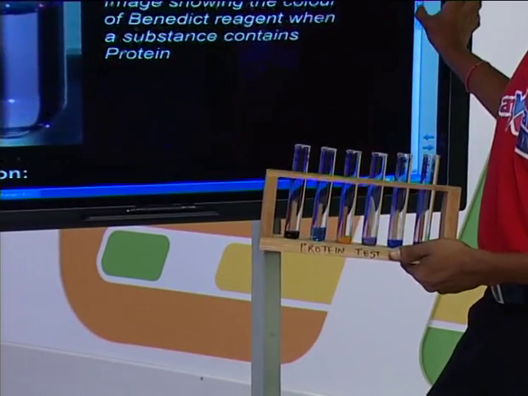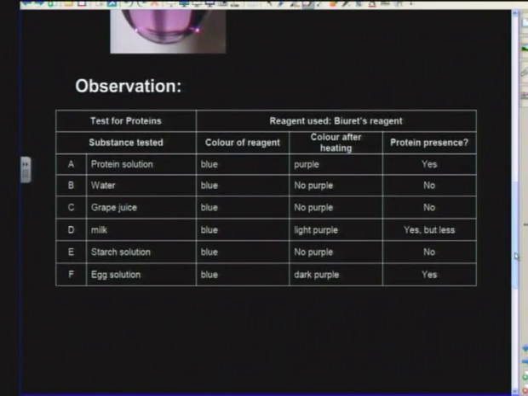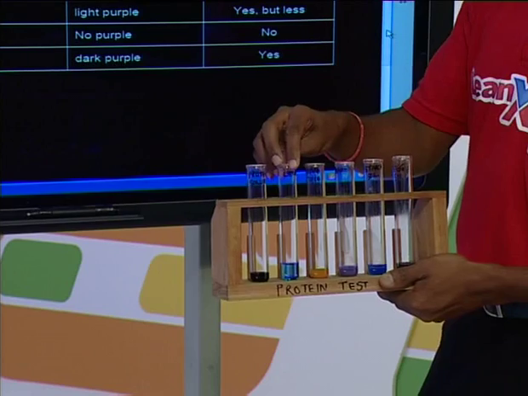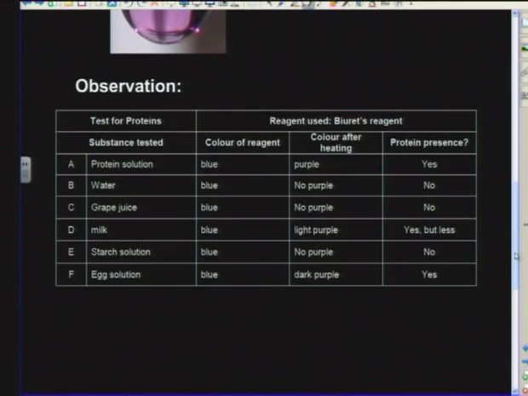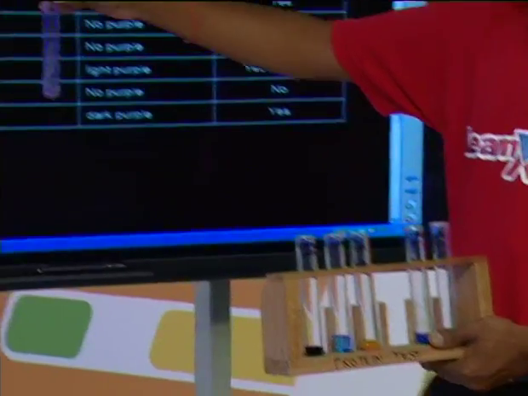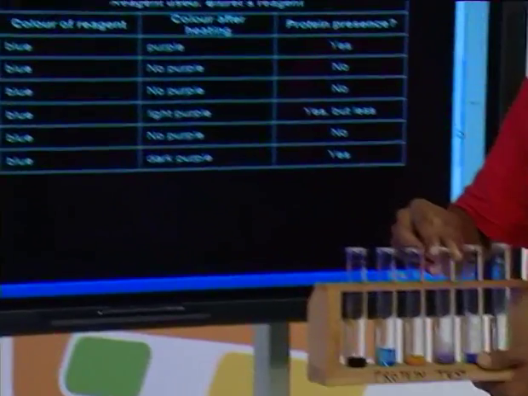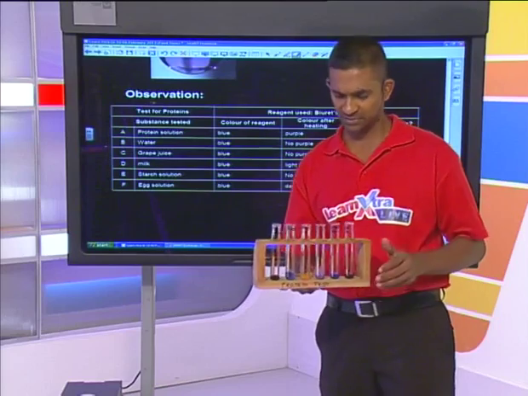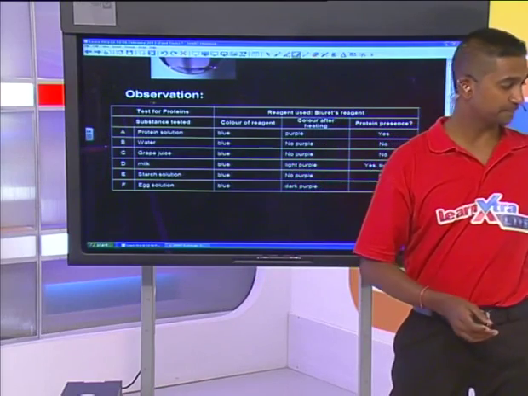I'm going to go down to the observation table that I'd drawn. We tested protein solution, it tested positive, and hence we said purple color, yes, present. Water, no proteins, it remained blue in this case, and hence no purple, no proteins present. We tested all these samples, and the positive tests were yes, proteins in egg solution, yes in milk, but we said it was less because the milk had a lavender or lilac color, which is not as pronounced as what we expected.